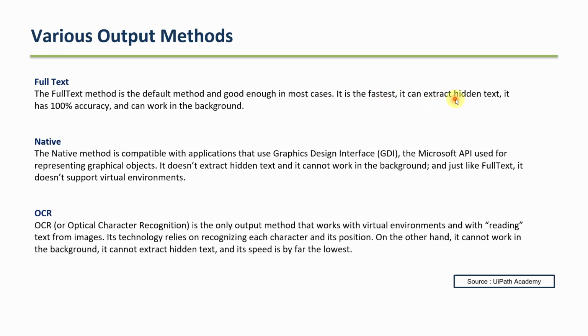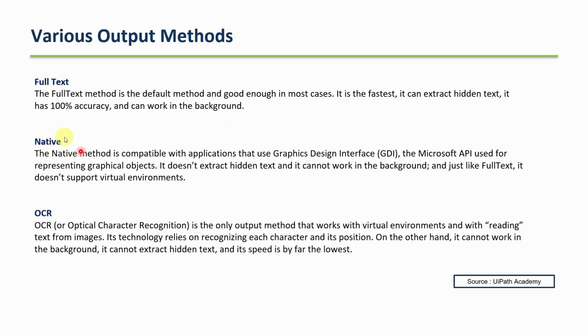It can extract the hidden text with 100% accuracy, and it can work in the background, right? This is important, guys. It can work in the background. Remember, in the previous video we were looking at how we need to do the settings for input methods to work in the background. Same as that, if you are using some automation for output, you need to use full text if you want it to run in the background, right?